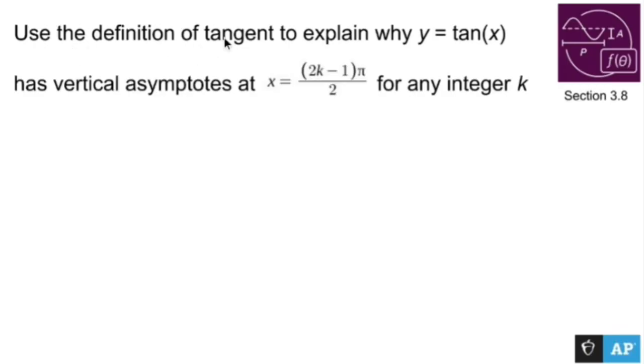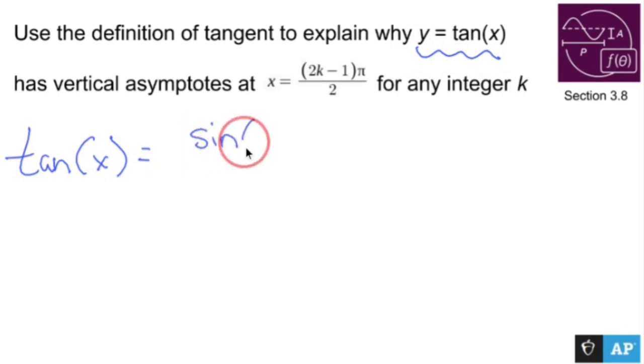Use the definition of tangent to explain why y equals tan x has vertical asymptotes at x equals (2k minus 1)pi all over 2 for any integer k. Well, what is the definition of tangent? Well, tangent x is the same as sine x over cos x.